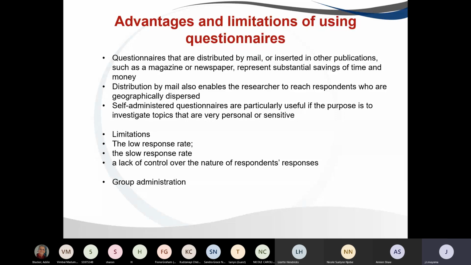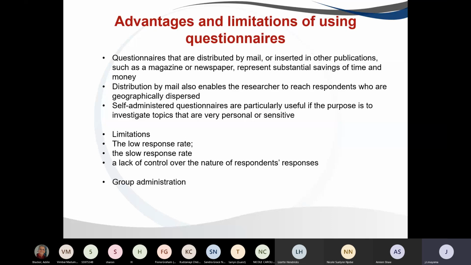Okay, the limitations, like we said, are the low response rate and the slow response rate as well, because it's easy to procrastinate, right? When we have a survey, we think, oh, there's this thing I must fill out. Yeah, I'll do it later. And then later never comes, or the researcher has to send multiple reminders for it to come back. So that's the thing about sending stuff out. Getting it back is an issue. And then you don't have control over the nature of respondents' responses. Yes, you don't have control over that, unfortunately.